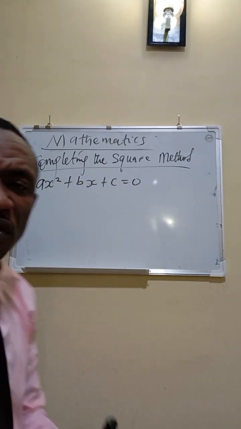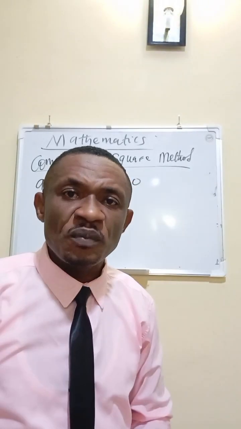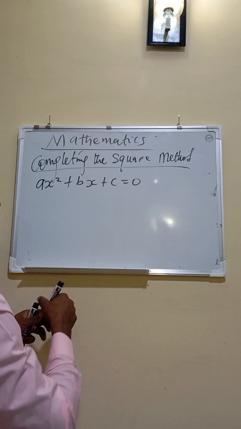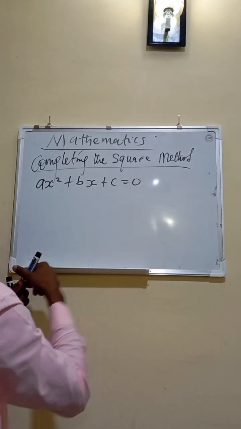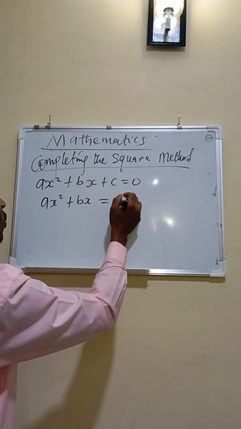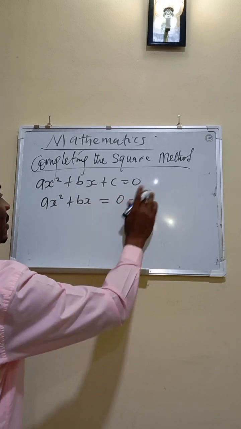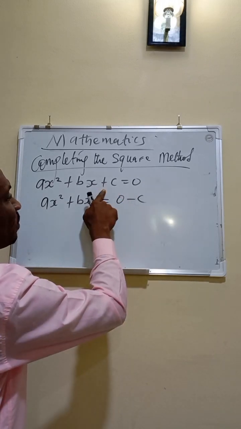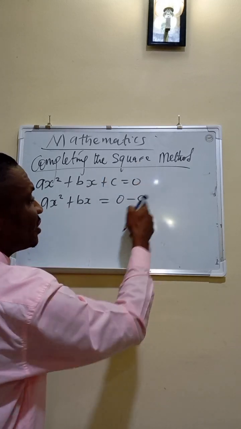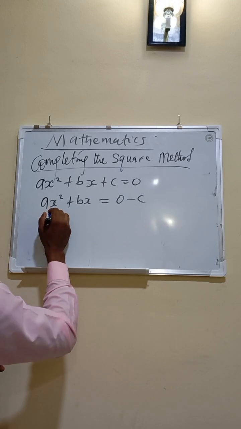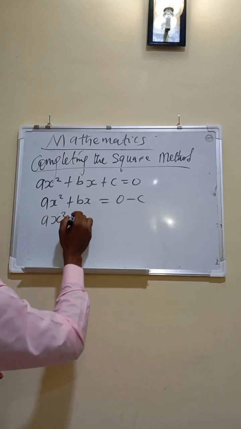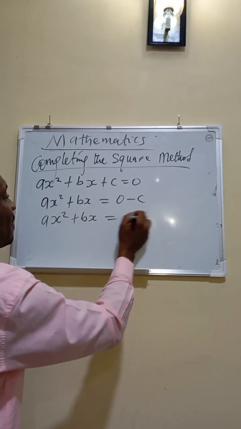So this method of completing the square says that if an equation of this nature is given, the first thing you do, you take c to the other side. You now say ax squared plus bx equals 0 minus c. If this plus c crosses, it will be minus c. If it is minus and it crosses, it will be plus c. So this will give you ax squared plus bx equals minus c.